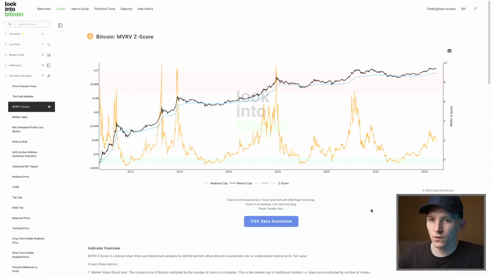Now, essentially, this is kind of two things in one. So MVRV shows us areas where Bitcoin's price is relatively very, very low in relation to its trend, or relatively very, very high.